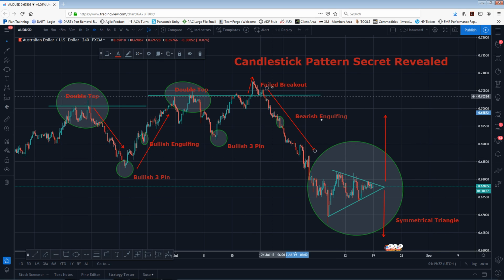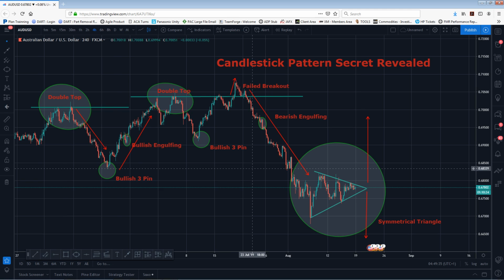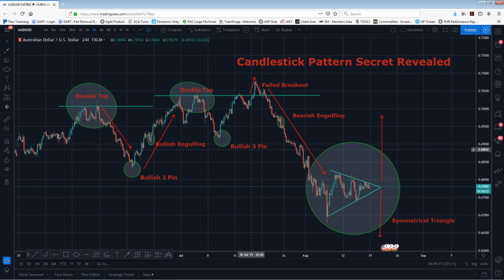Anyway, so back here. There was a failed breakout, and we saw a bearish engulfing pattern, and price continued down. So this is not surprising to me. So what I want you guys to do is do the same thing.